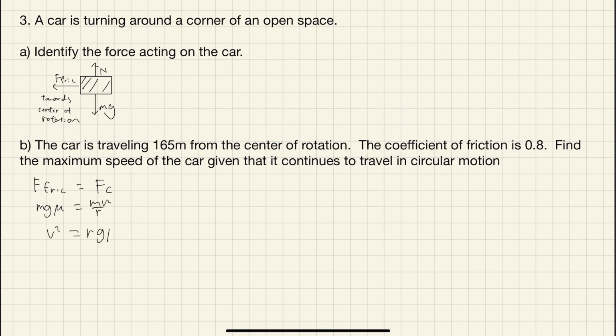If we isolate velocity, we can get v squared is equal to rg mu, or v is equal to square root of rg mu. Since we know the values of r, g, and mu, we can rewrite this as the square root of 165 times 9.81 times 0.8 is equal to the velocity. Therefore, velocity will be 36 meters per second.